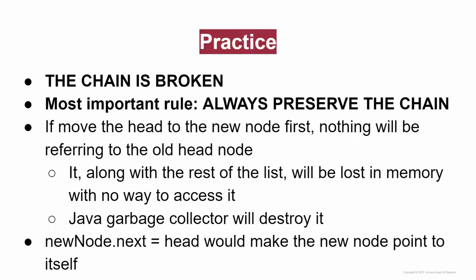Also, after that happened, saying new node.next equals head would make the new node point to itself, because we previously set the head equal to the new node. So now new node and head basically mean the exact same thing. And that's kind of pointless, to have just one node looping to itself while we destroy the rest of the linked list. Not at all what we want to happen.